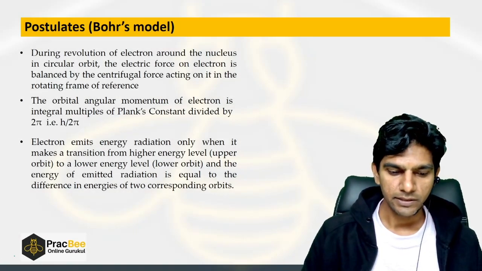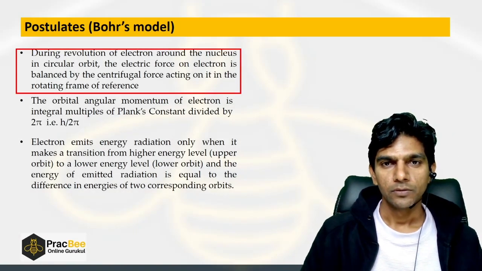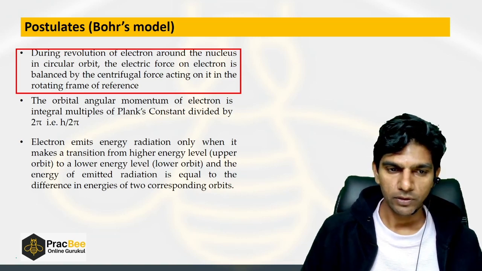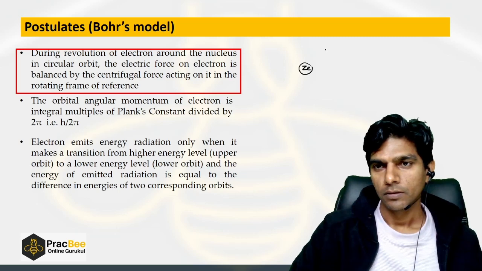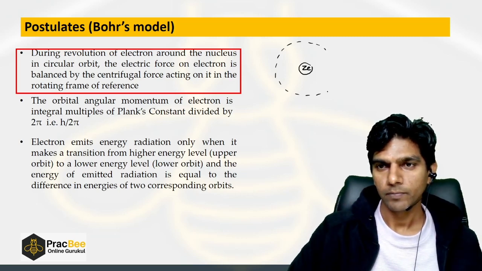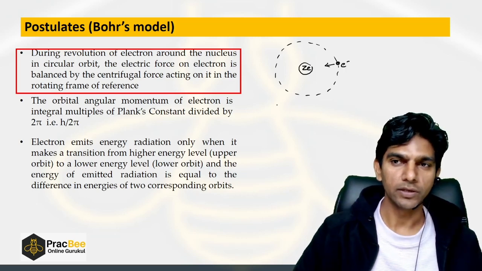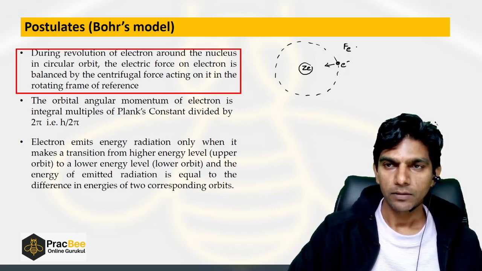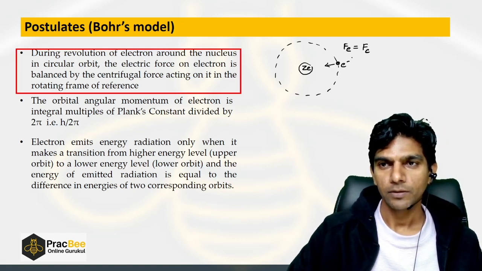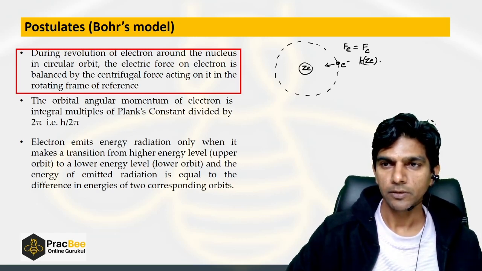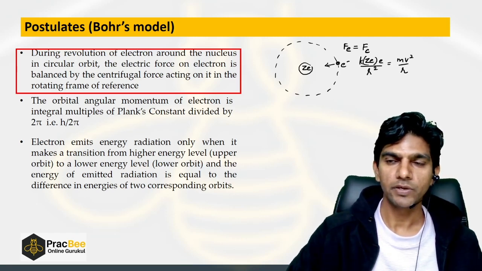Okay, now let us see the postulates of Bohr's model. The first postulate states that if we have a positively charged nucleus, then the electron is orbiting with the help of the Coulomb attraction between the electron and the nucleus. The Coulomb attraction is the agent which is providing the centripetal force. So Fe will be Fc. So we can say k times Ze times e by r square will be mv square by r. So we can apply this equation.